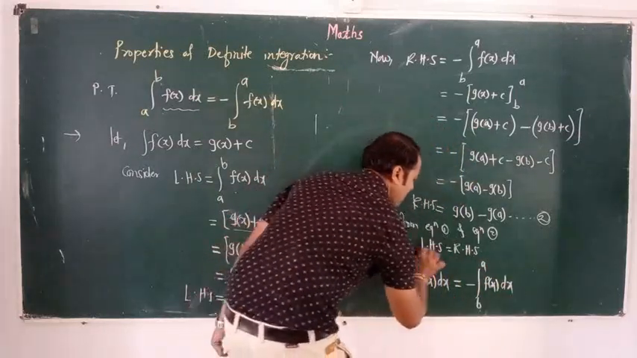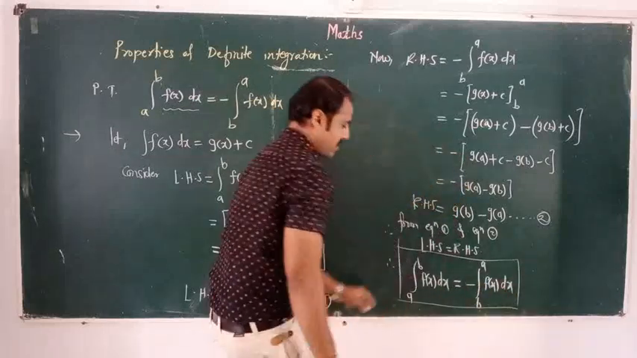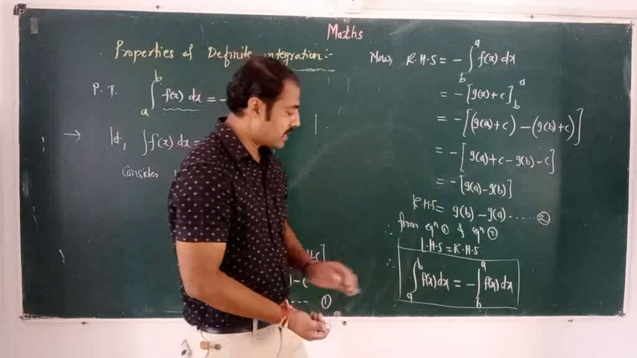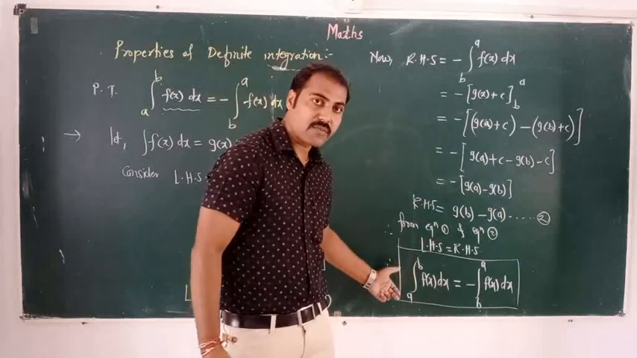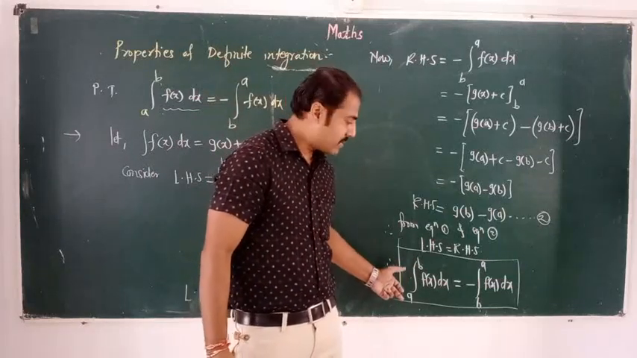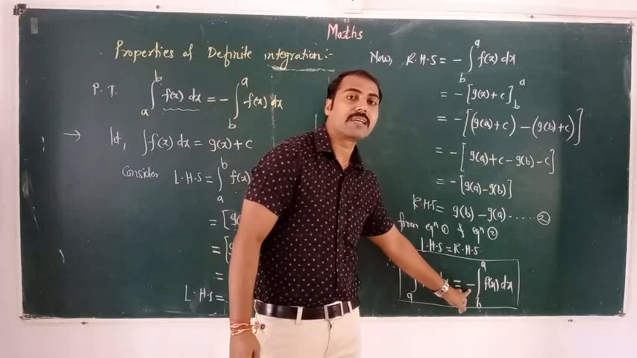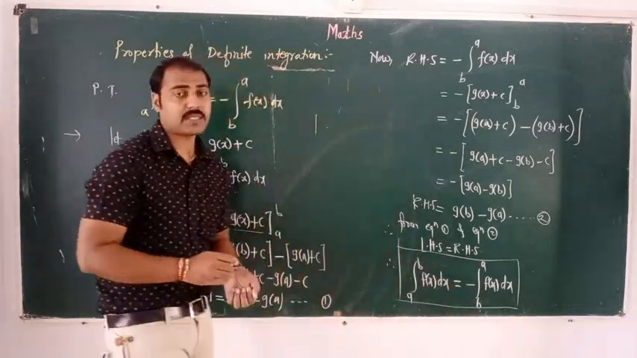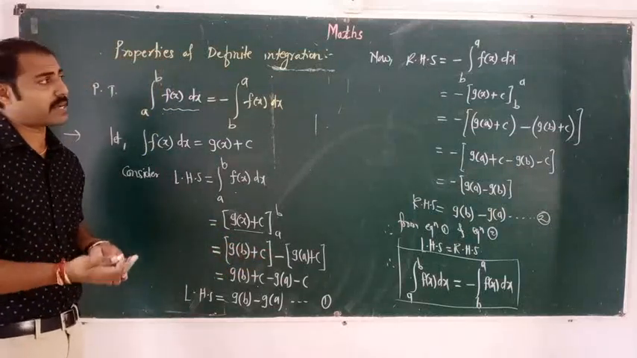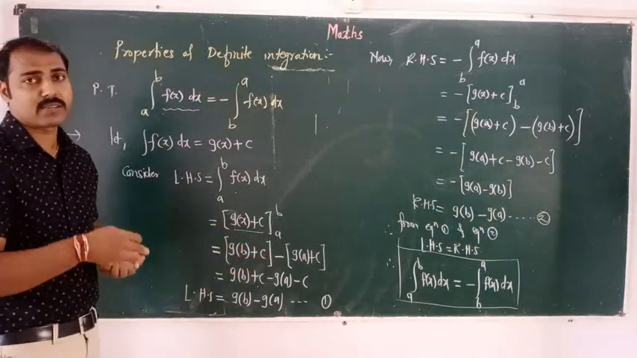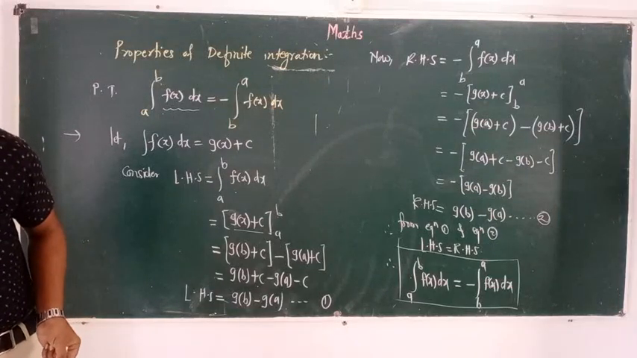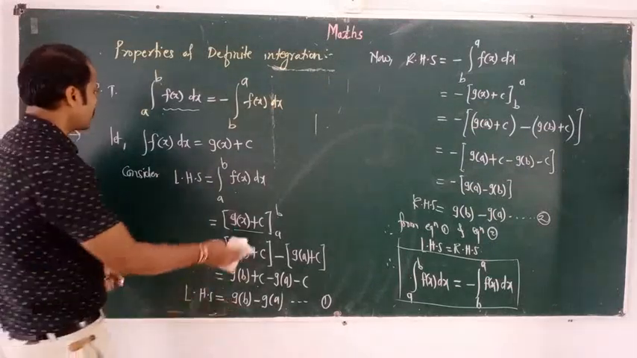Remember, if we change the limits of definite integration, the value of the definite integration changes its sign. If it is plus, then we get minus, and if it is minus, then we get plus. For example, take one example here.